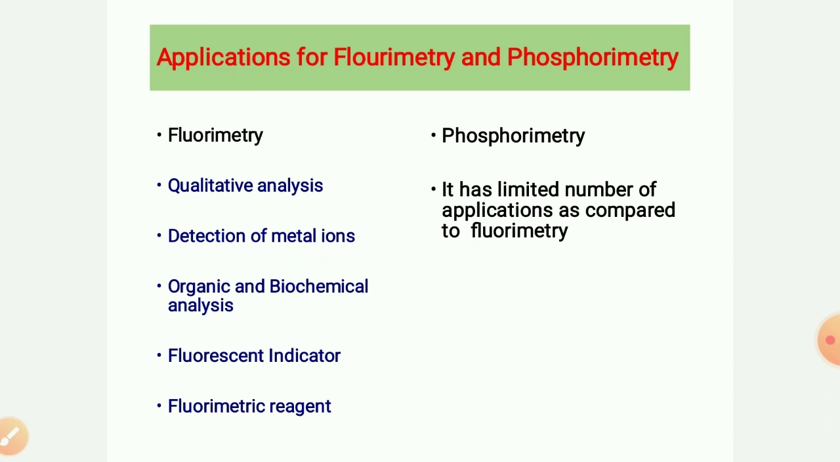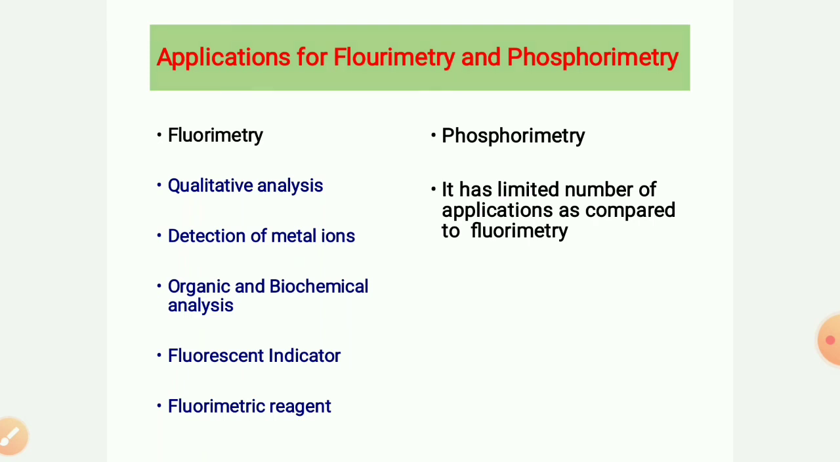The next application in fluorimetry is the fluorometric reagent. Fluorometric reagents are used for a number of cation analyses. For example, 8-hydroxyquinoline is used for the analysis of aluminium and lithium, while benzoin is used for the analysis of zinc. Now let's see the applications for phosphorimetry.